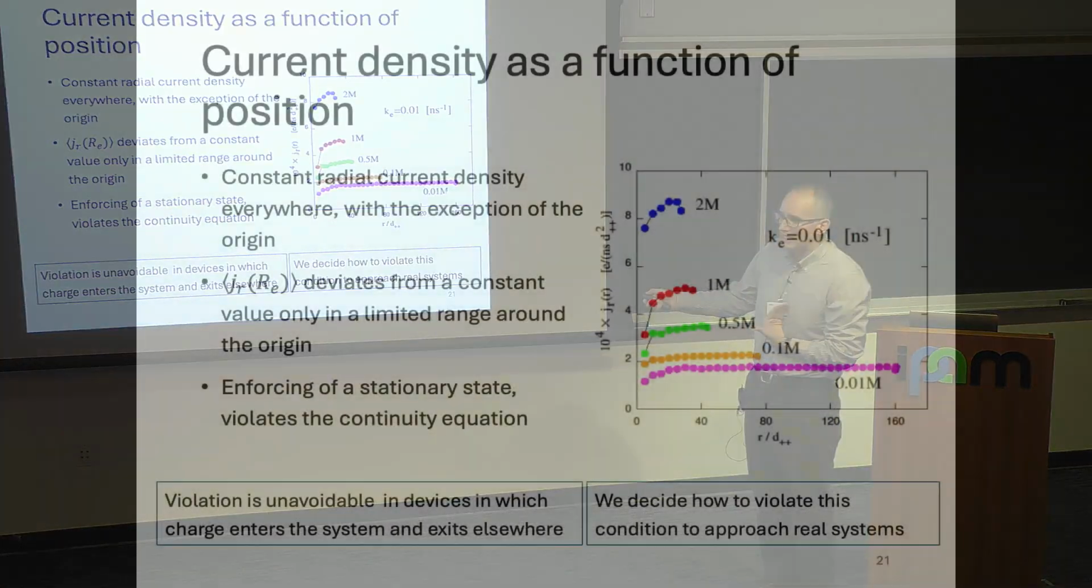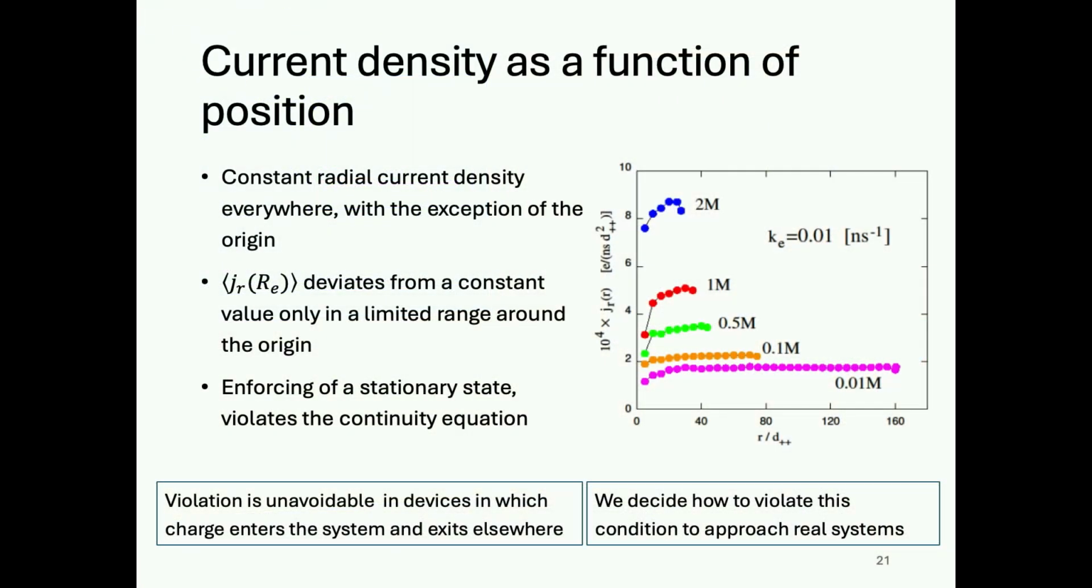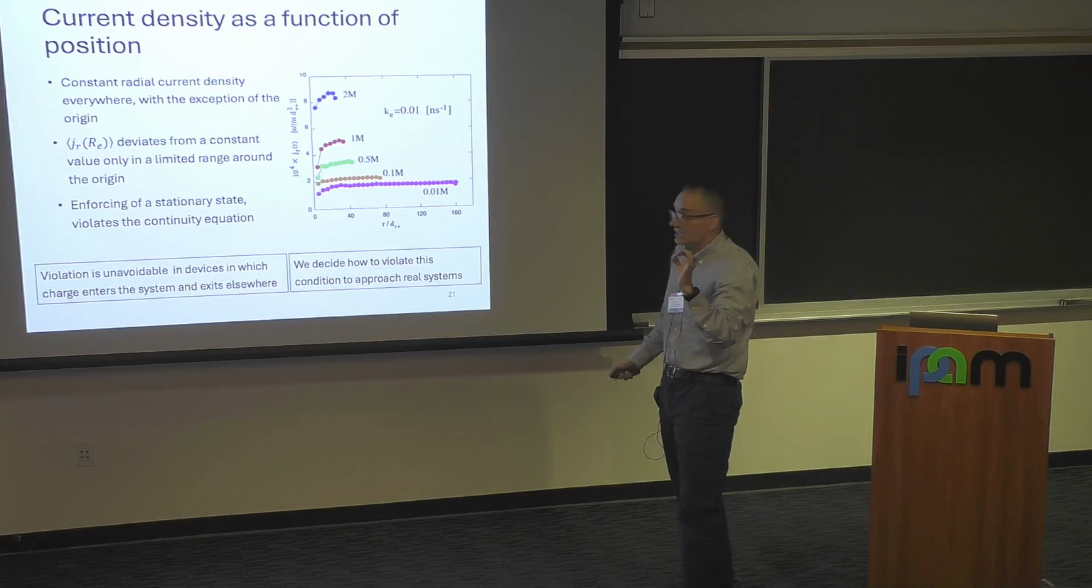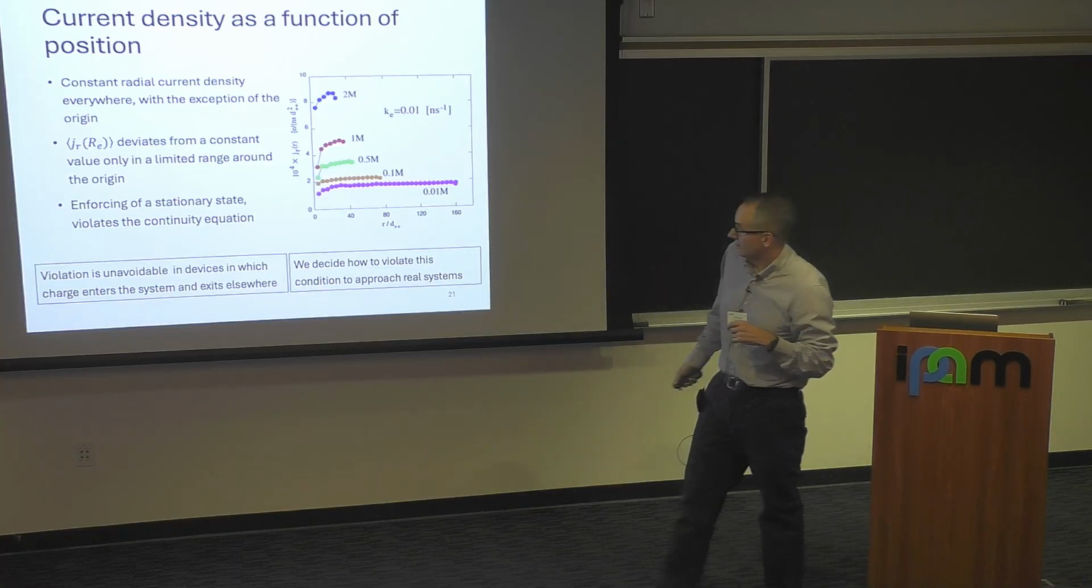So here we are just verifying the condition that we want: that the current density is uniform across the radial direction, pointing to the center. This is the center of the cavity, and here you have the position of the electrode for all the cases.